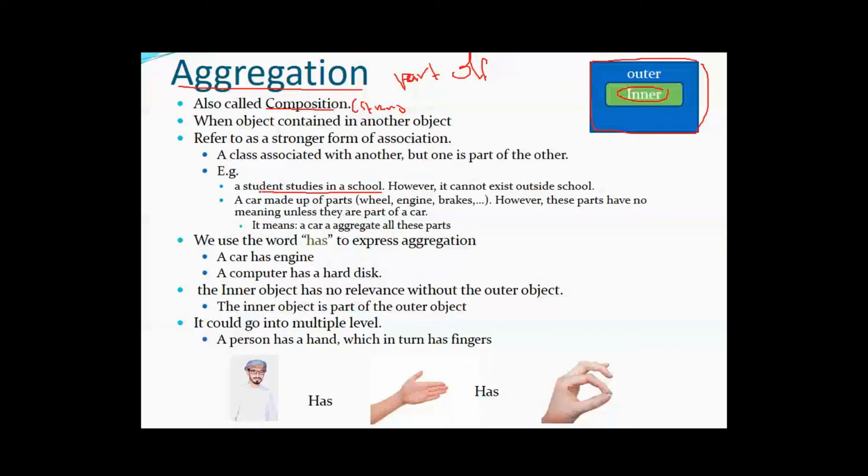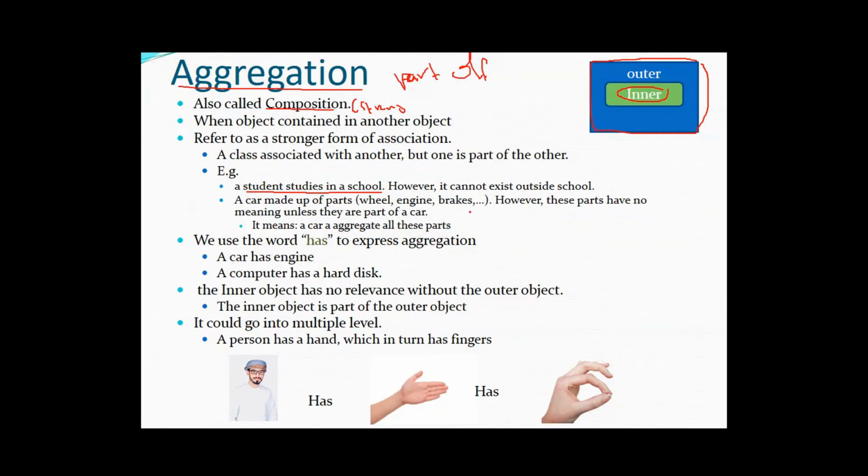For example, a student studying in the school. Okay. A student studies in the school. But he is not inside the school all the time. Could be outside the school. So this is normal aggregation. This is what? Normal aggregation. Because the student is part of the school, but it could be independent. It could leave the school and go home. The school is still a school.